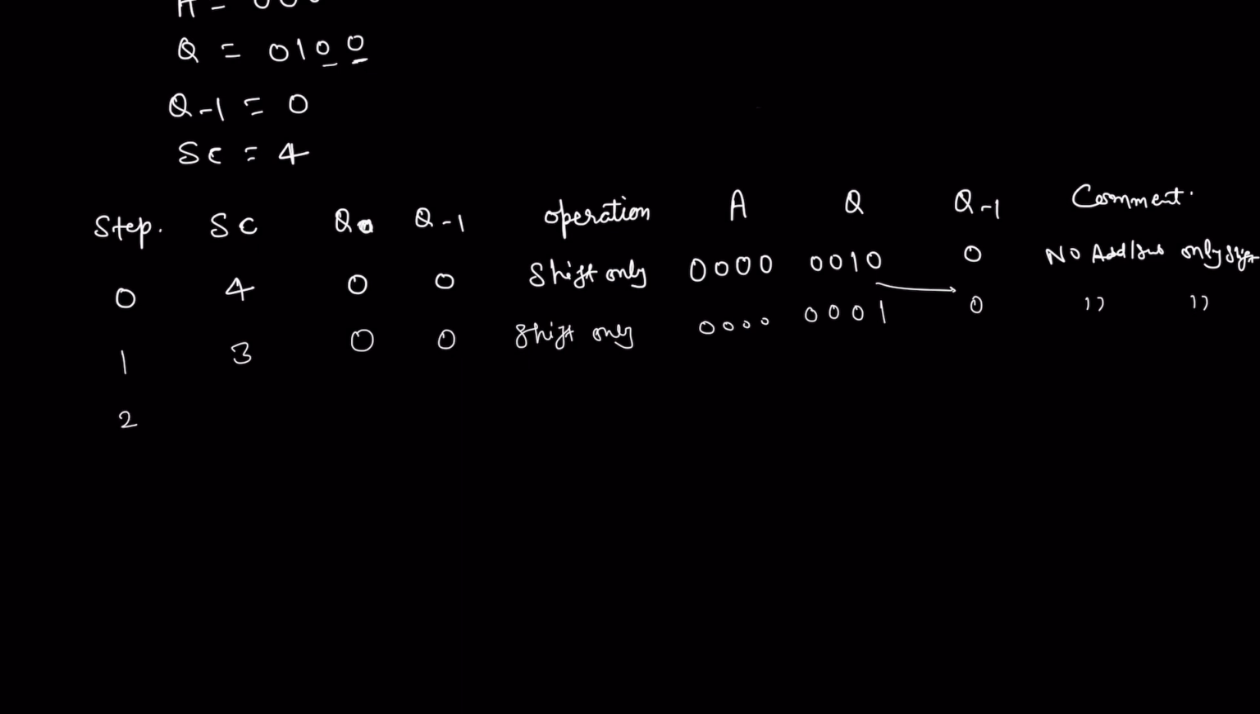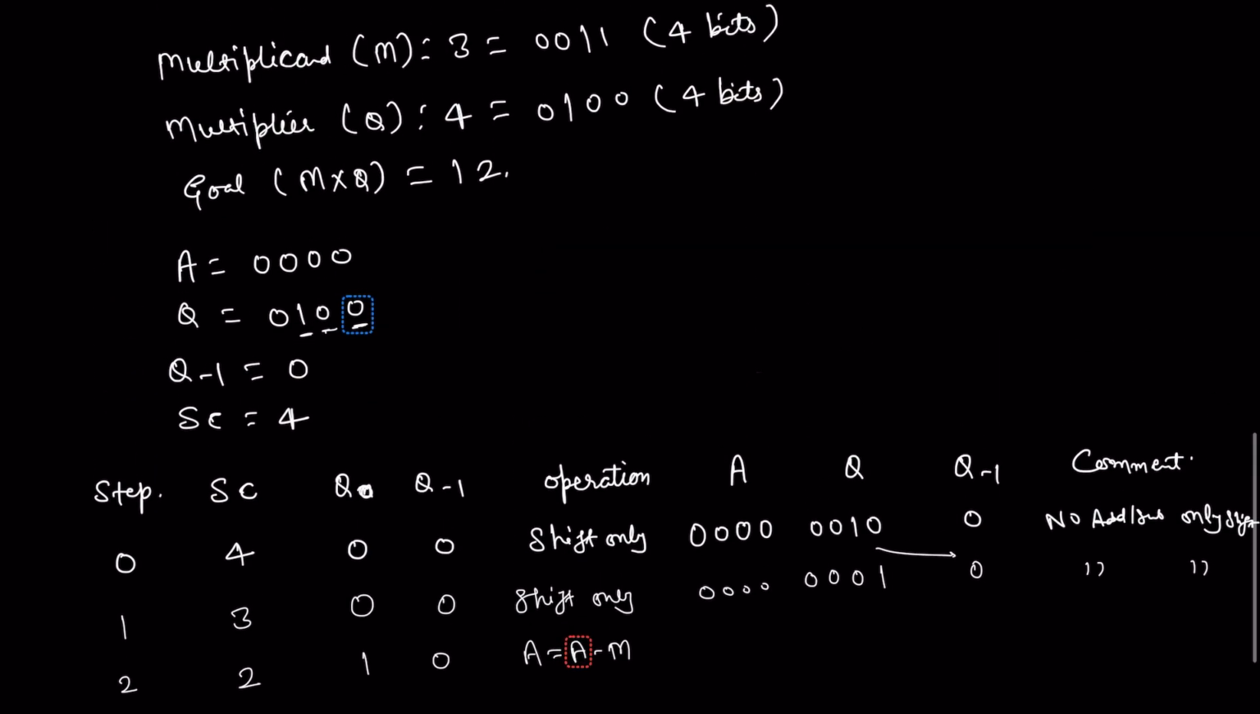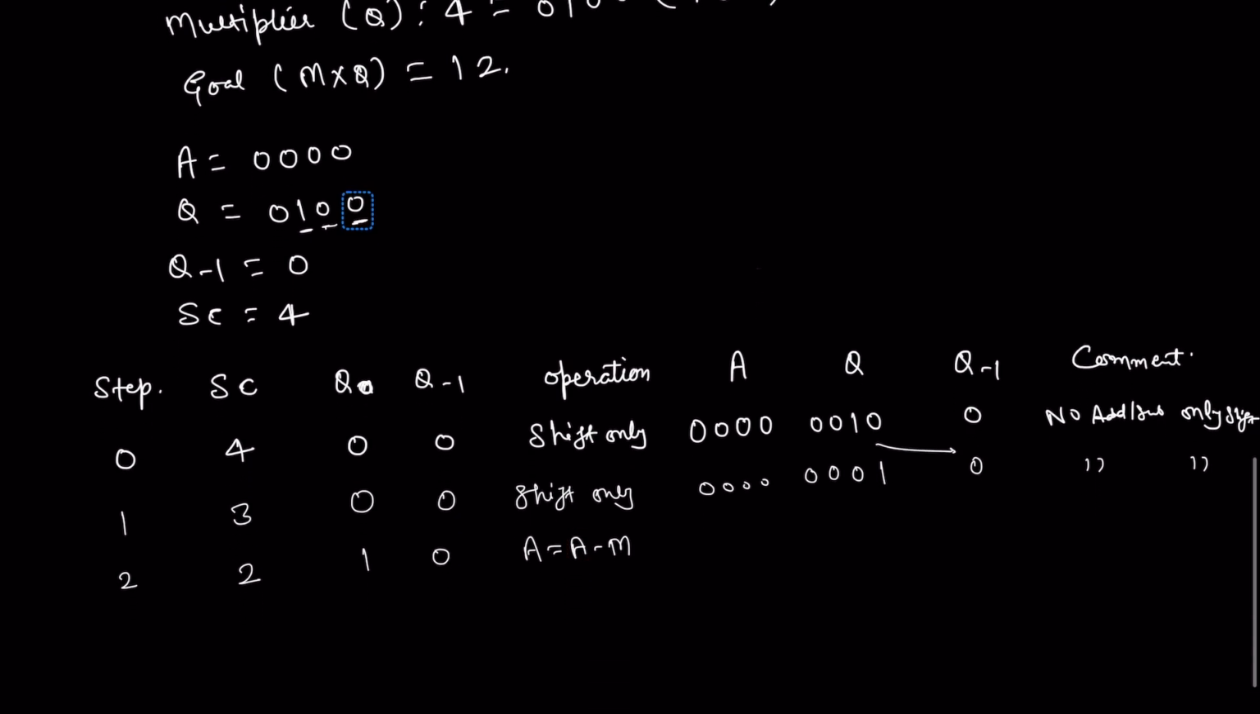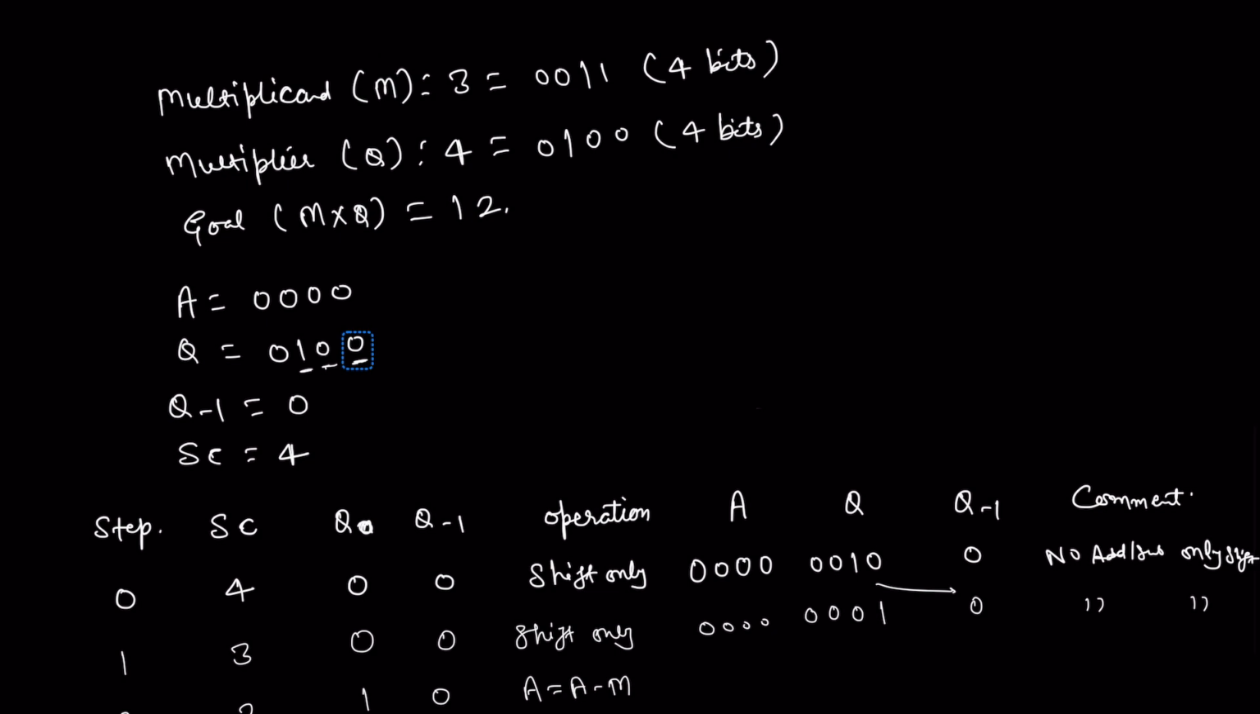Next step, the step counter will be 2. Here this Q0 is 1, and its right term is 0, so 1 0. Here this will be subtract multiplier from accumulator. What is multiplier? Multiplier is 3 and accumulator is 0. So how do we subtract? Just take the 2's complement of 3. M is here 0011. So we have to calculate minus M.